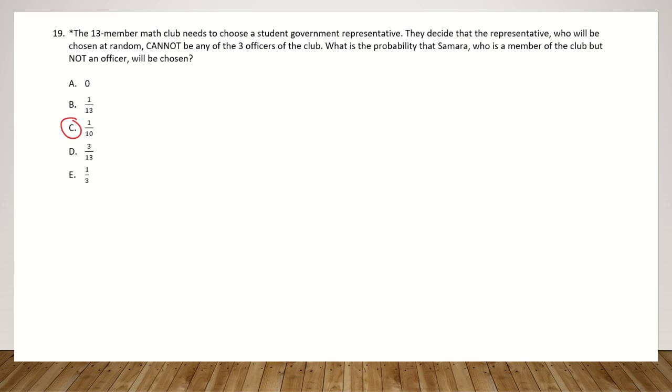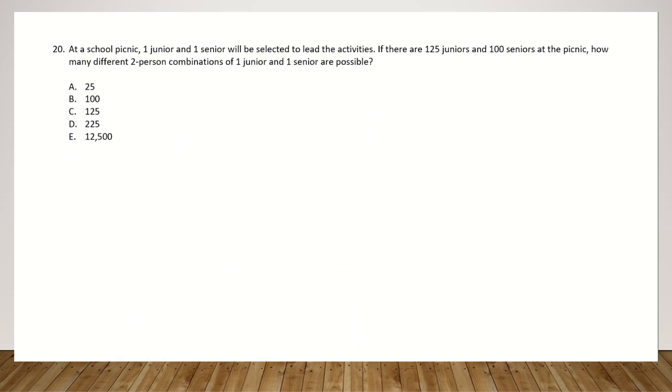All right, so how do we do this? There's a 13-member math club, but we're not going to include the 3 officers. That means there's 10 kids left to choose from. Samara is just 1 kid out of the 10, which means 1/10. Okay.